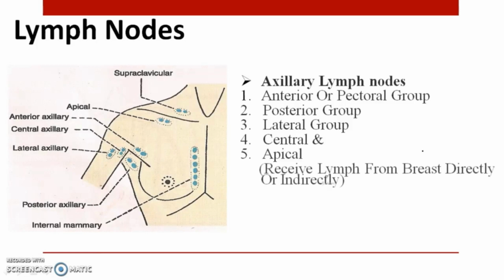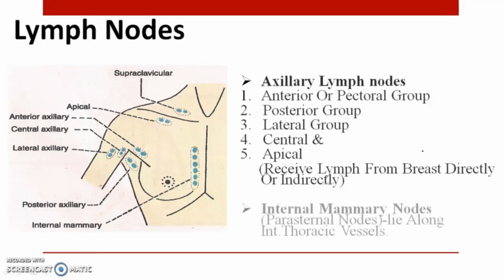You have to remember all these lymph nodes receive lymph from the breast either directly or indirectly. It may pass through some other lymph nodes and later it may enter into the lymph nodes of the axilla. So that's all about the lymph nodes of the axillary region. You have to remember all the 5 groups: anterior, posterior, then central, along with apical and lateral group of lymph nodes.